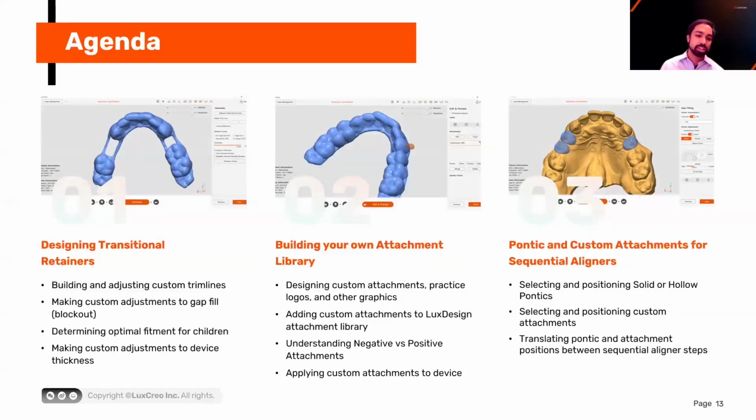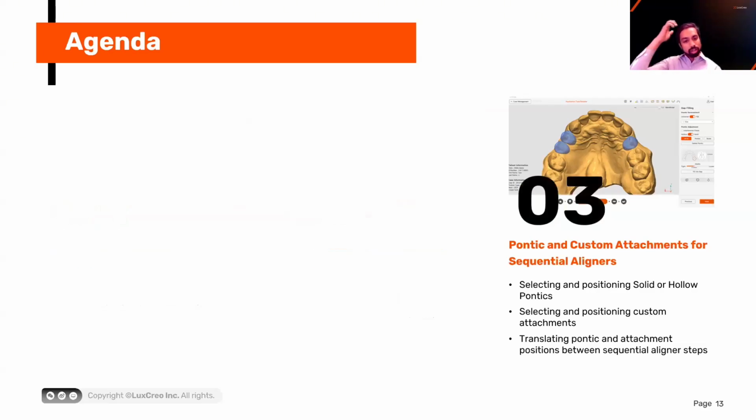So we talked about designing transitional aligner retainers. We talked about building your own attachment library, and I hope that both of these really enable your creativity. I hope your juices are flowing, and you're thinking, "Oh my God, there's so much I can do right now." But there's one more thing that I want to talk about, and that is pontics and custom attachments for sequential aligners, right? We're going to talk about how to place pontics, the types of pontics that we have in LuxDesign.